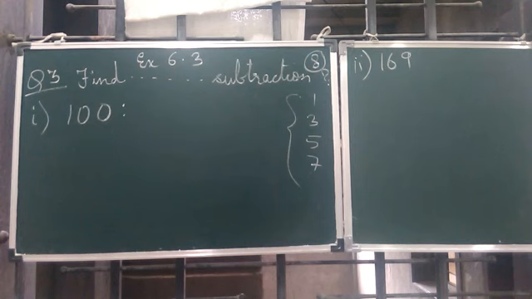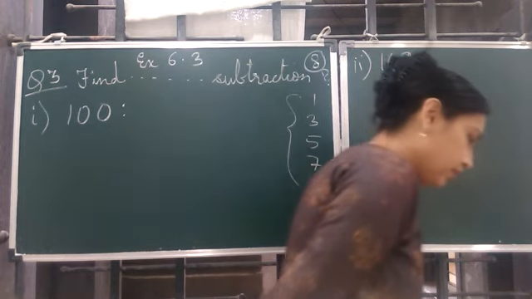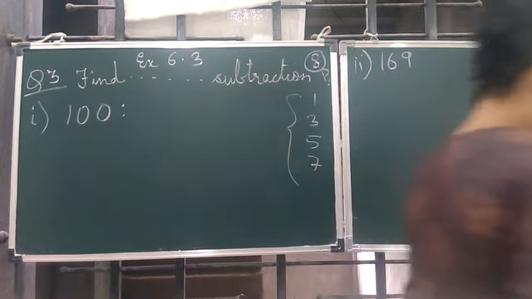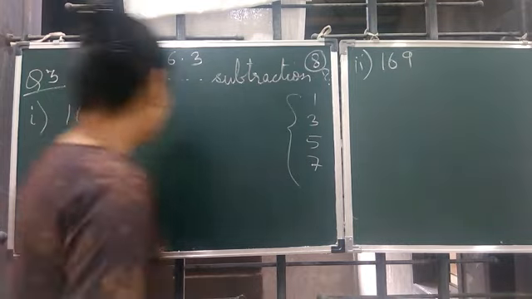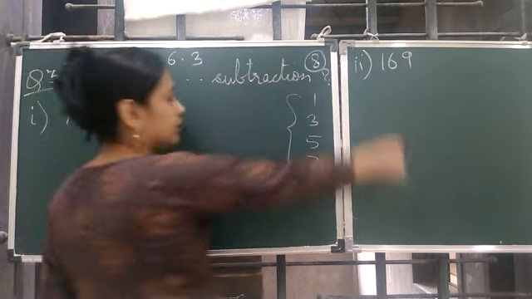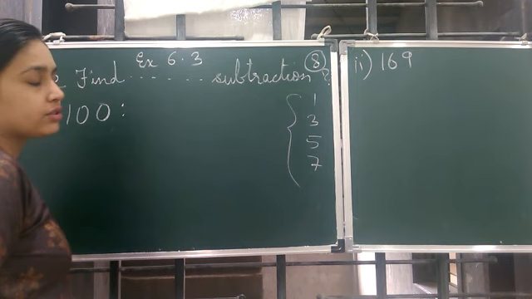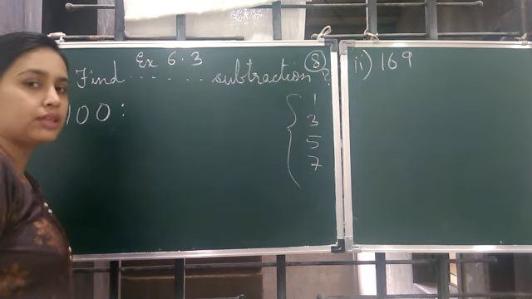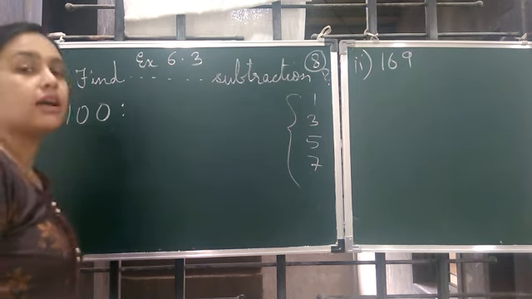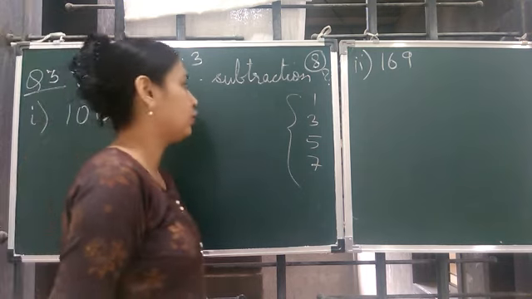Okay, welcome back children. We are starting with exercise 6.3. Question number 3 we have to start. The question says, find the square roots of 100 and 169 using the repeated subtraction method. Repeated subtraction method means keep repeating the subtraction until and unless you don't get 0.